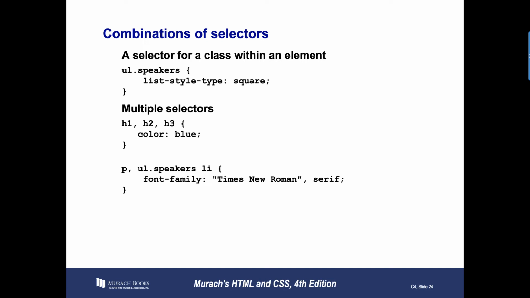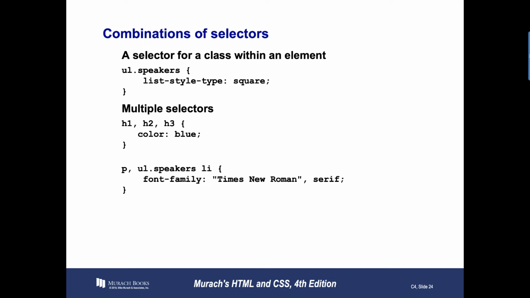Apply the list style type of square. Okay, that's any unordered list that has a class name, that's what that dot means, of speakers. And the next one is multiple selectors separated by commas. And that means apply the color blue to H1s or H2s. Actually, it's and. Apply it to H1 and H2 and H3s. All those headings, right, get the color blue.